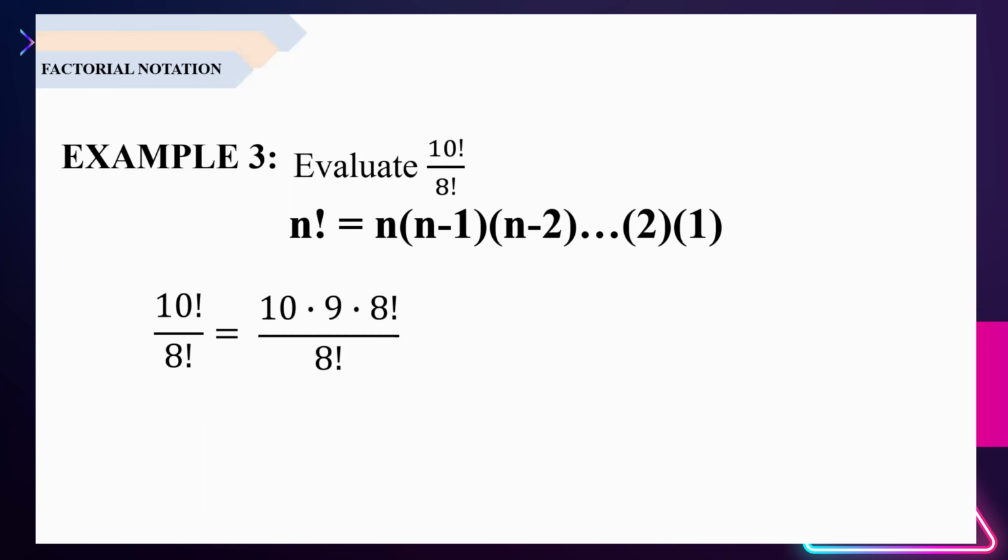So, bakit huminto na tayo sa 8 factorial sa ating numerator? Because we're talking about division. And we could apply our cancellation method since ang ating denominator ay 8 factorial. So, we could stop sa ating 8 factorial sa numerator para makancel nating dalawa ang 8 factorial sa numerator at 8 factorial sa denominator. So, we have 10 times 9 na lang ang naiwan sa atin. So, 10 times 9 is equal to 90. Thus, the quotient of 10 factorial and 8 factorial is equal to 90.